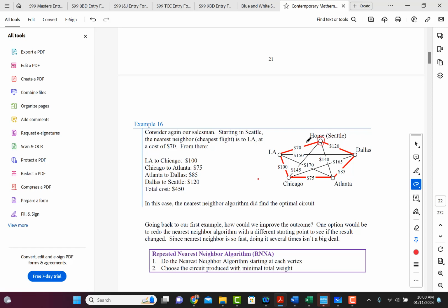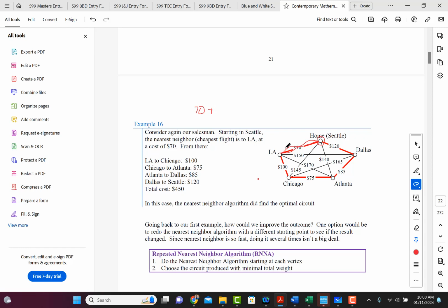So the nearest neighbor is going to be LA, right? So that's $70 to go from Seattle to LA. So we're going to go there. And so that's going to be our nearest neighbor. So that's going to be 70, right? So we have $70. Then after we use that one, now we're in LA.